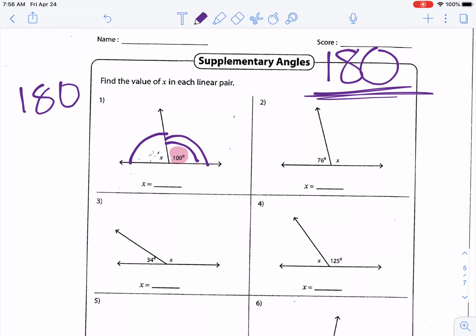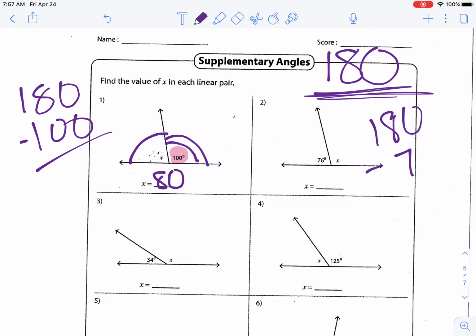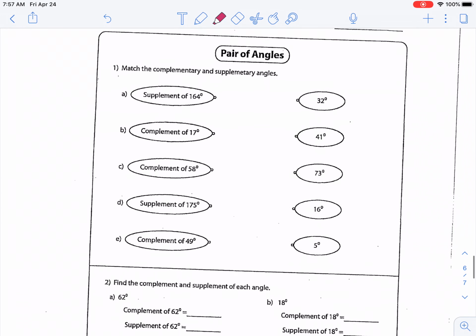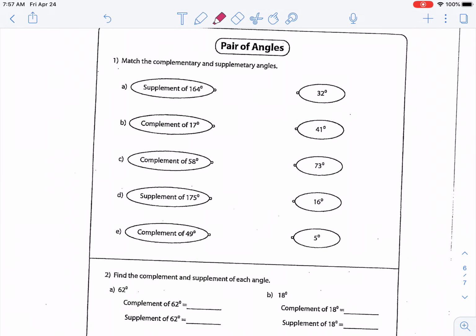So 180 minus 100, hopefully you did that in your head, is 80. Okay, number 2. We have 76 degrees, and we know the whole thing has to be 180. So 180 minus 76 gives me 104. So on this page, you're going to be looking at only supplementary angles. And remember, they equal 180. Okay? When we get to the next page, we're going to be looking at mixed angles.